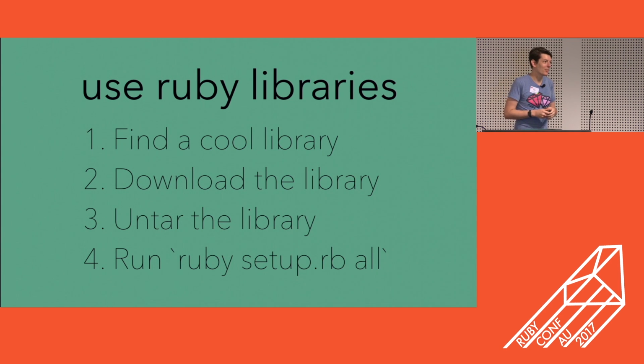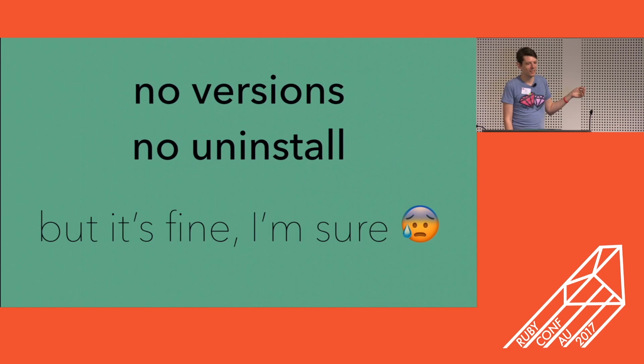It was a big improvement, right? You didn't have to figure out where to put it. You didn't have to manually put it there yourself, and require just worked. As you may have noticed, possibly, there are some small problems with this strategy. Among others, there's no versioning of libraries at all, and there's no way to uninstall things because you're putting everything into the site Ruby directory and you have no idea which files belong to which libraries.